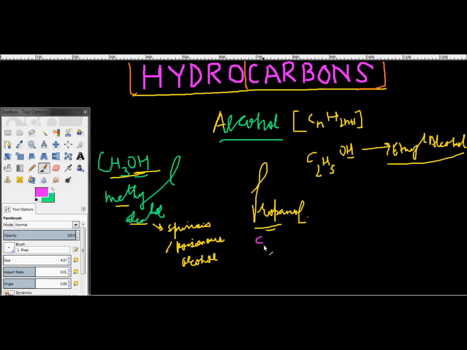The first bit of the name, whether prop, meth or eth, indicates how many C's there are. So for instance, if you have propanol, guys, then you must understand that there's a 3 coming somewhere. The 3 will come at the C. So it'll be C3H2n+1, which is 2 times 3 plus 1, so 7. So C3H7OH. Now how am I gonna draw this?